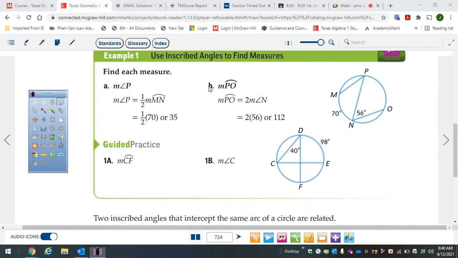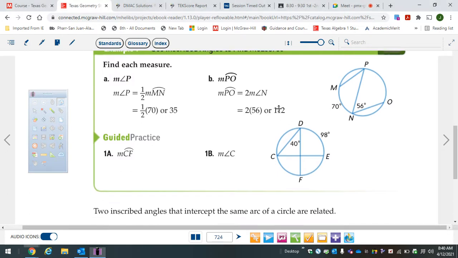Let's look at the measure of arc PO. Where's PO? So this arc here goes with this inscribed angle here. Remember, this one over here is twice as much as this one, or you can say this one is half of that one. So regarding this one, I know that one's 56. This one has to be twice as big, so I'm going to go with 2 times 56 and give me 112.